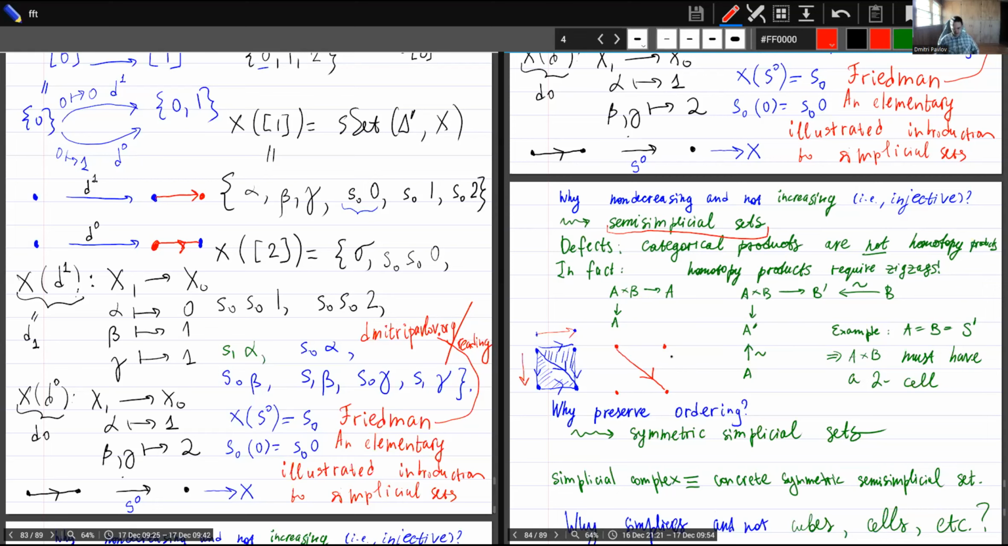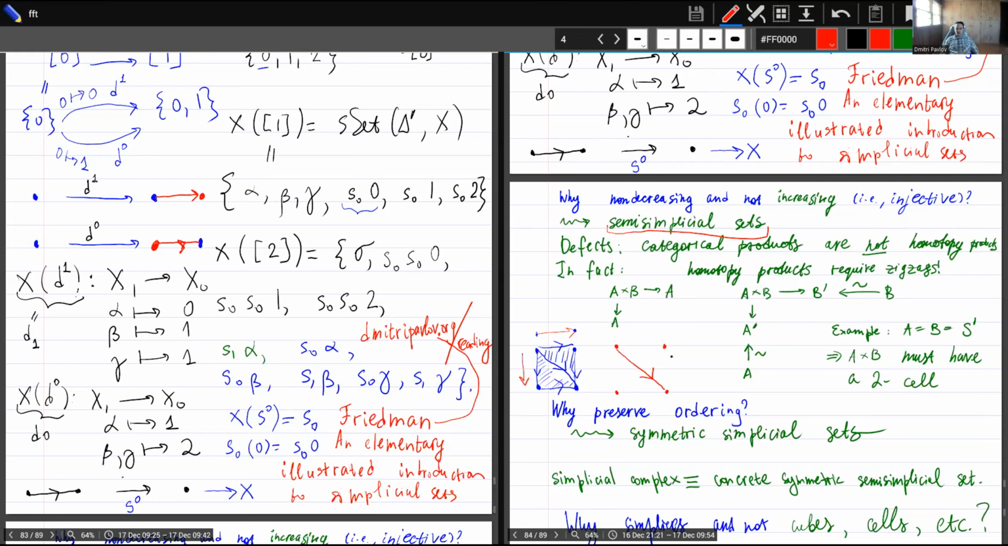Which means that the ordinary categorical product does not compute the correct answer. For example, here we took the product of two intervals and we got something that is not even connected. It's not connected, right? There are three connected components. So it's a totally wrong answer.